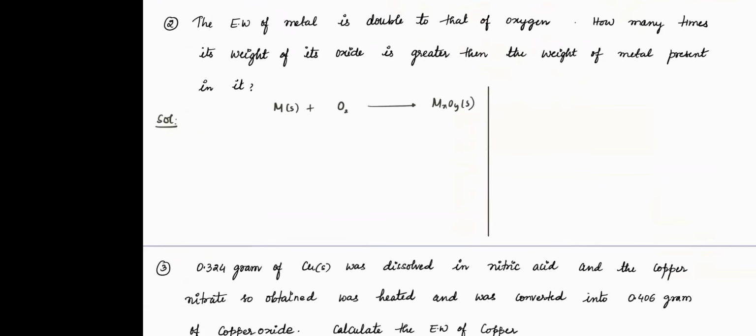Check out the first one. The equivalent weight of a metal is double that of oxygen. How many times is the weight of its own oxide greater than the weight of the metal present in it? Okay.